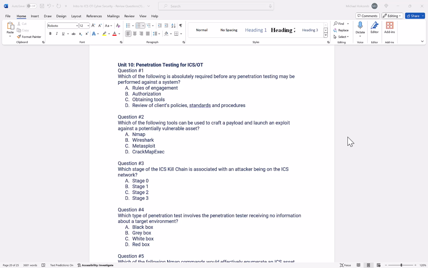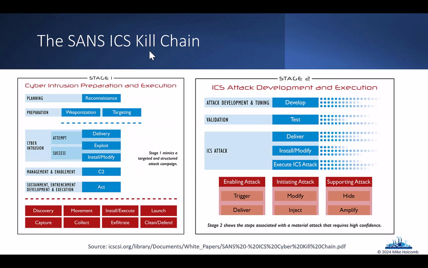So which stage of the ICS kill chain is associated with an attacker being on the ICS network? I pulled up the slides so we can go back and see. In the SANS ICS kill chain, I should put SANS in the question. You start with the IT. The attacker getting into the IT network, that's stage 1. And then as they get into the ICS or the OT environment, that's stage 2. So the answer for this question would be stage 2.